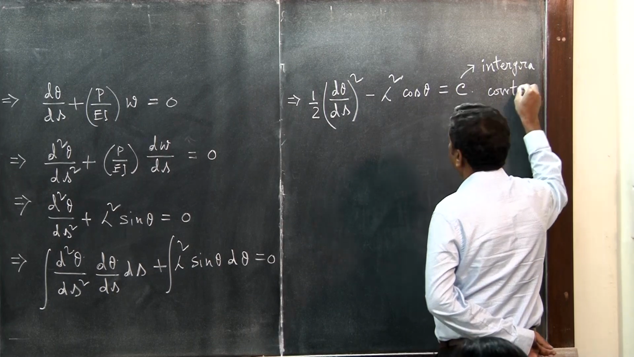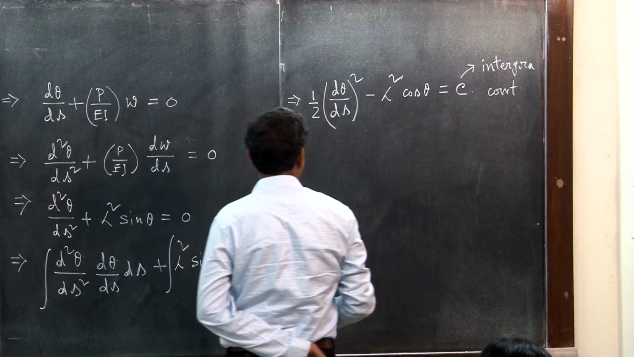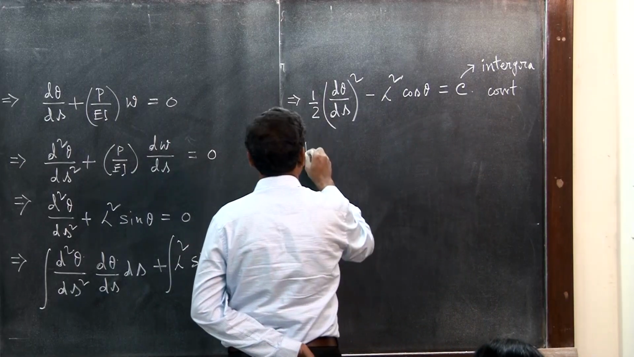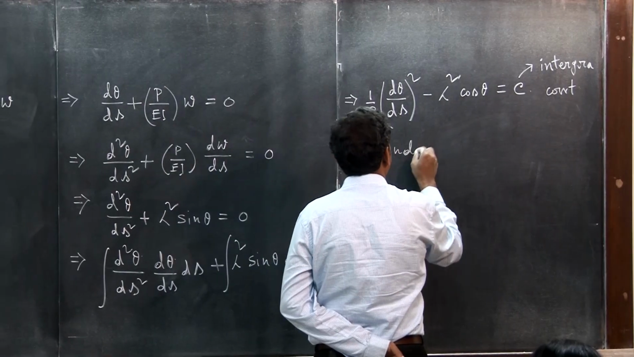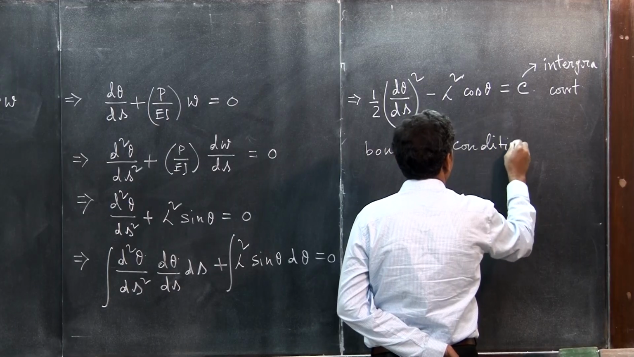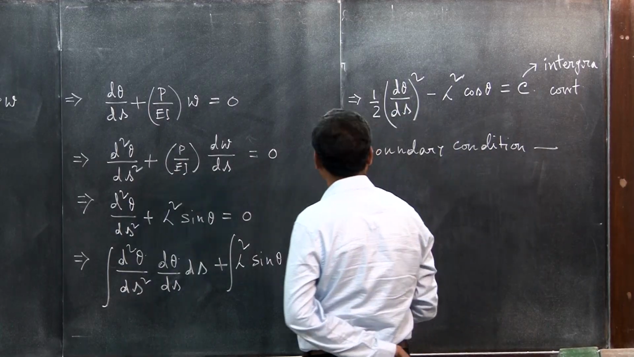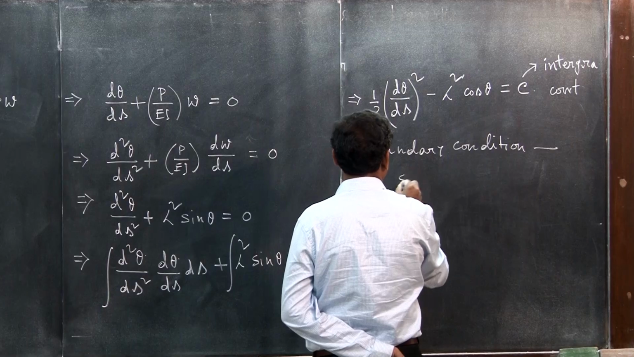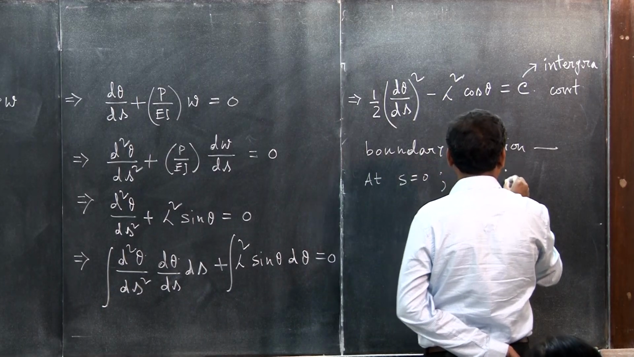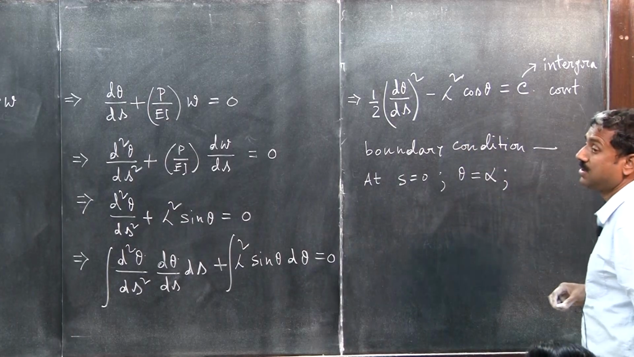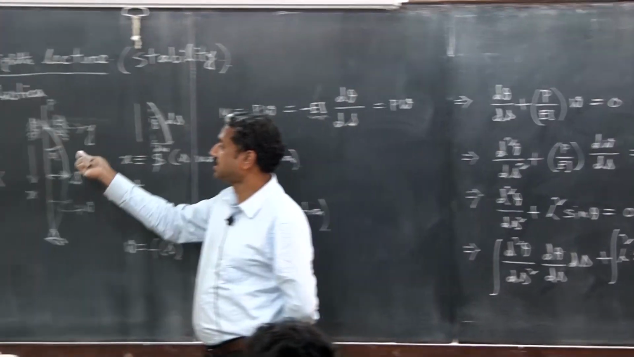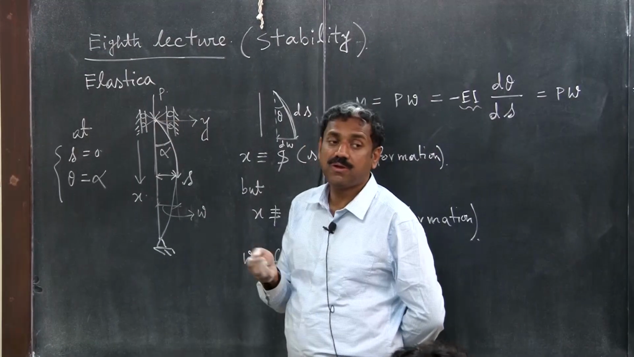Constant, okay. Now you see that we have to find out this constant, we have to enforce the boundary condition, right? So what boundary condition are we going to write? Enforcing the boundary condition. The boundary condition, as we have seen, is that at s equal to 0, theta is equal to alpha, and not only that, at s equal to 0, that means at this point, I am considering this the origin.